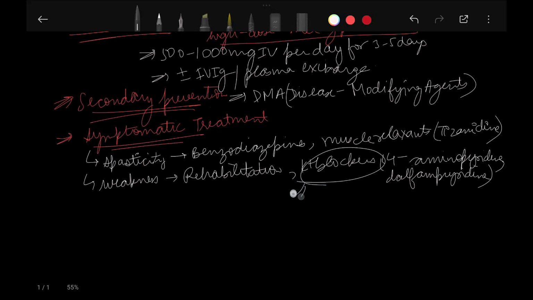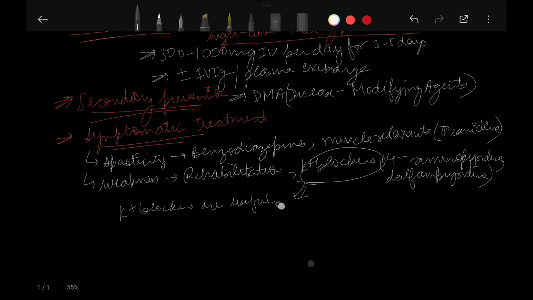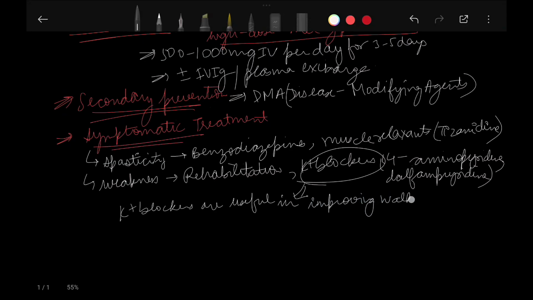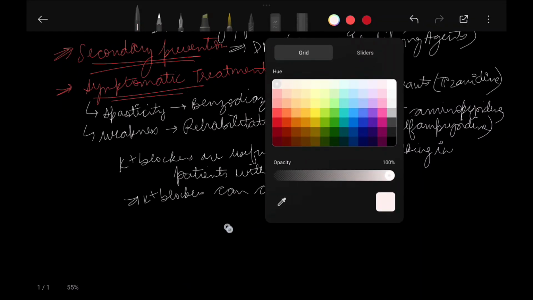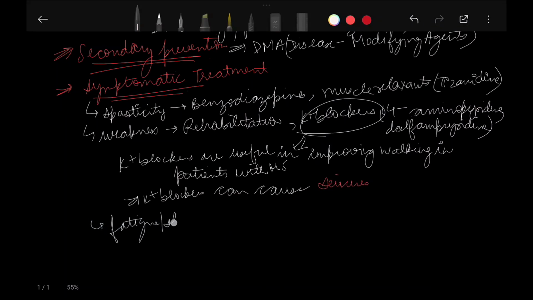Now these potassium blockers in weakness are useful in improving walking in patients with multiple sclerosis, and potassium blockers can cause seizures. And for fatigue or sleepiness, we have modafinil.